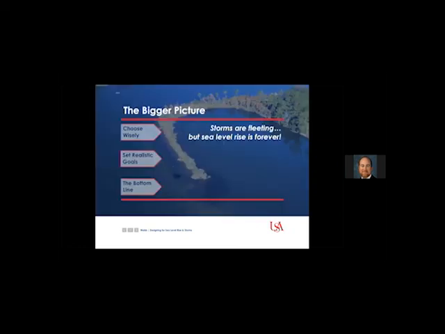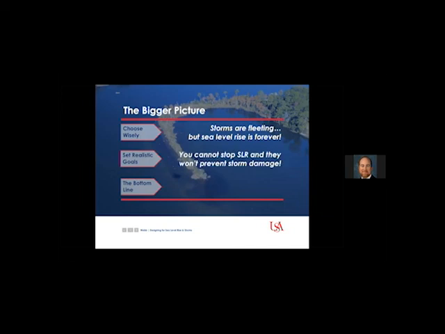So in terms of the bigger picture, as we close out here and move on to the next speaker, we've got three things. The points are choose wisely, set realistic goals, and then finally the bottom line. Choose wisely. Storms are fleeting, but sea level rise is forever. What I mean is that the storms come and go, but sea level rise is a permanent static boundary condition that we can't avoid over time.